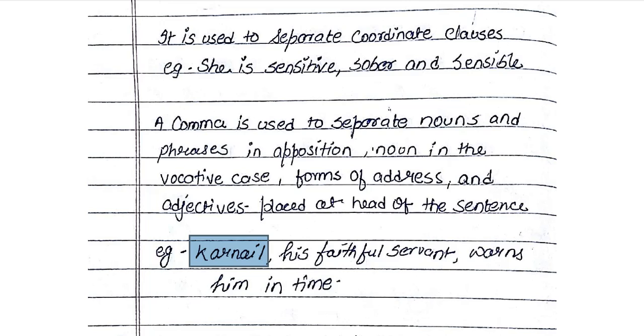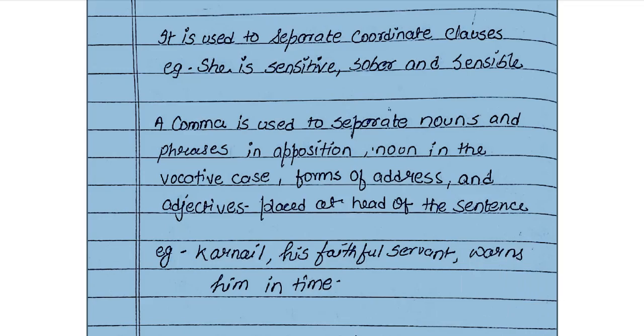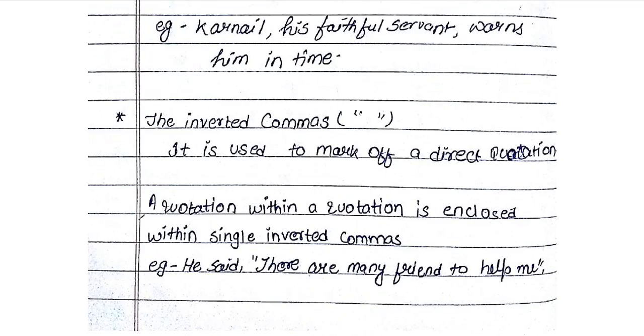Then again, his faithful servant warns him in time. So after this, his faithful servant, there is a pause. So I have used comma, and this comma is used to separate a phrase. This comma is used to separate a noun, and this comma is used to separate two phrases. This one and this one. Okay.